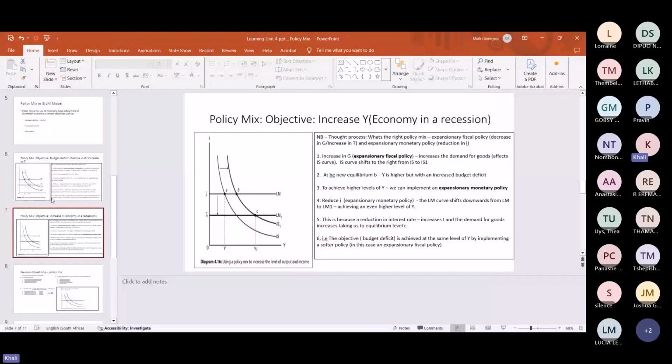Monetary, they could decrease interest rates. Okay, so there'd be an increase in investment and an increase in Y, and you guys now know the story of how it all plays out. So the question is, how do you show this in a diagram? And it's the same thing.